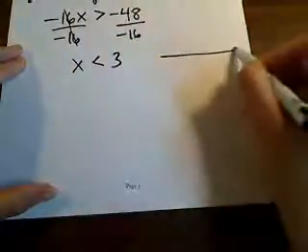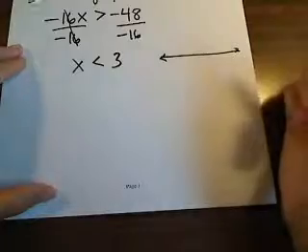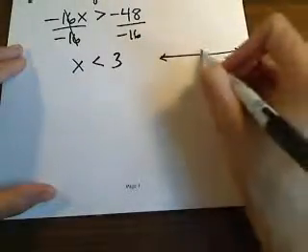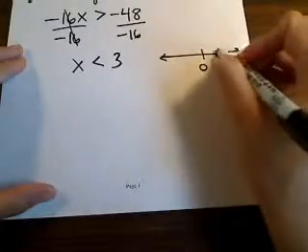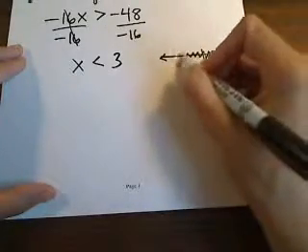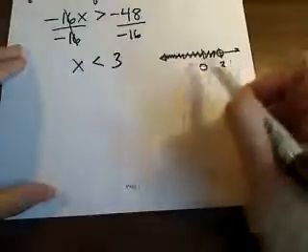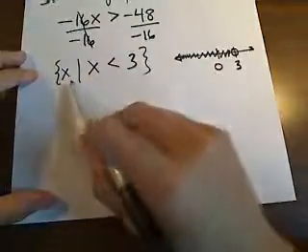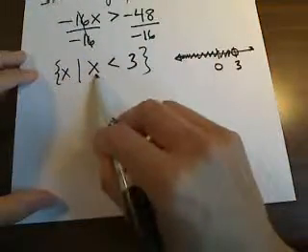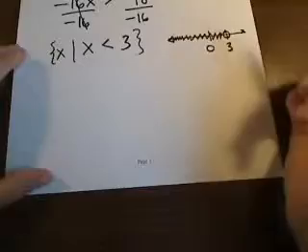So if we go ahead and graph this, x is less than 3 is going to look like, here's 0, here's 3. We have an open circle on 3 because we're not including it, and less than is shading in that direction. Okay, so set notation here would look like x such that x is less than 3.